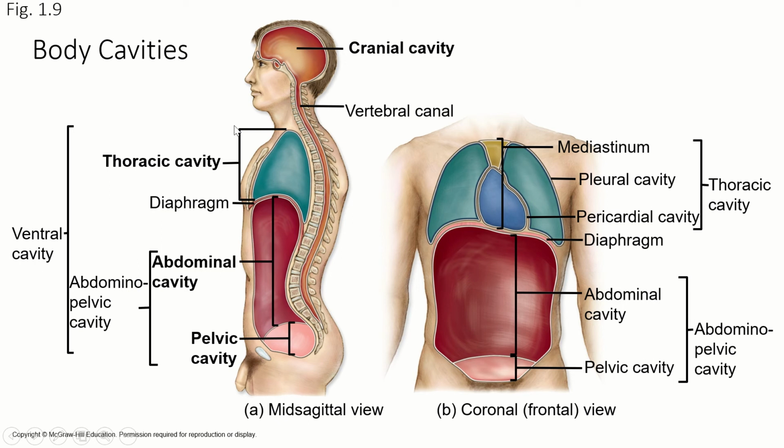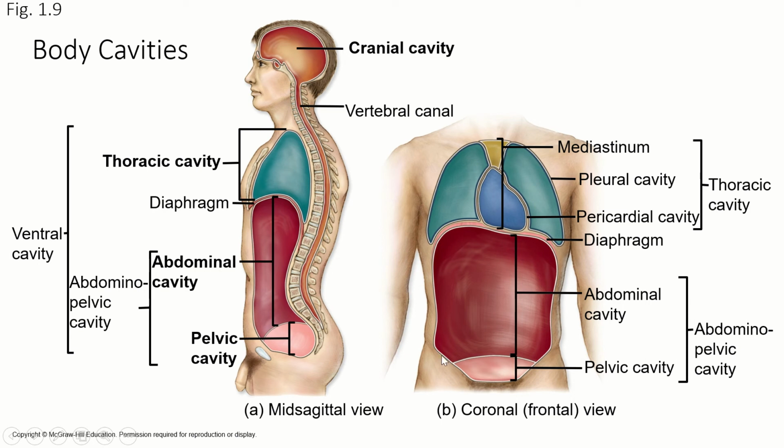All right, so the thoracic cavity is this upper part. It has another cavity inside that holds the heart. That's called the pericardial cavity. Peri means around. Cardial refers to the heart. So this cavity goes around the heart. And then we have the pleural cavities that hold both lungs. And then we have a little space between them called the mediastinum.